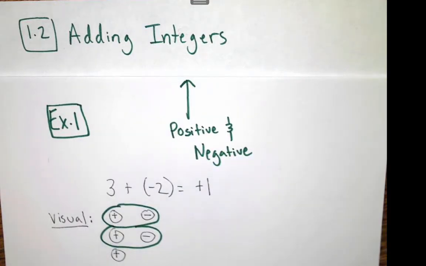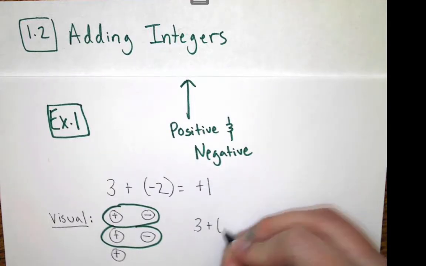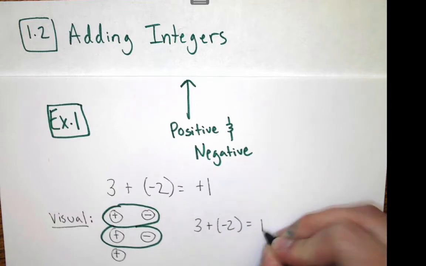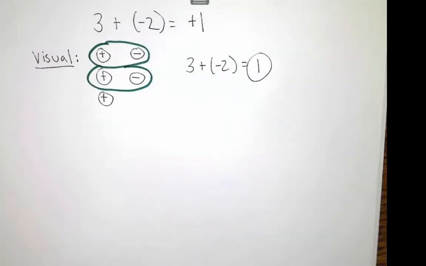Now most of the time we don't really write plus 1 when we write a positive number. So I'm going to rewrite this problem. 3 plus negative 2 is just equal to 1. 1's going to be my answer. Now, I like the visual way of doing it. I think it's really helpful to be able to see it and think about those zero pairs. So we're going to try another problem here.